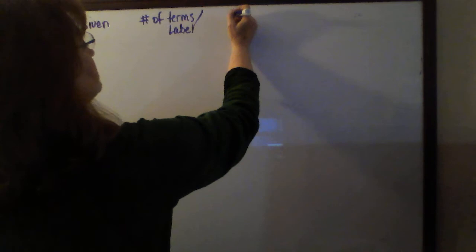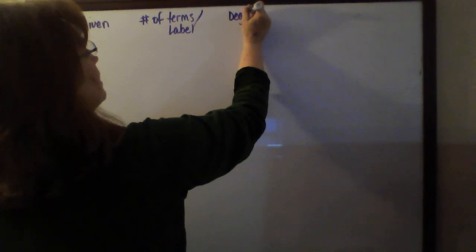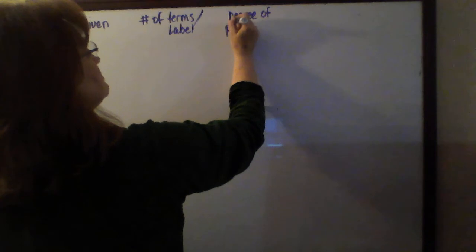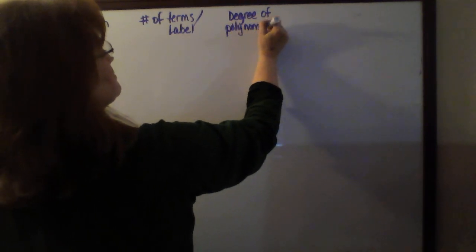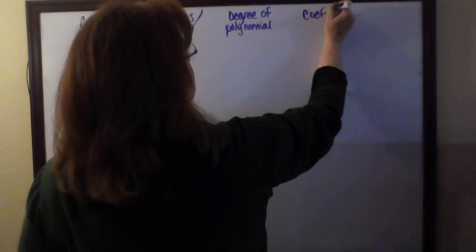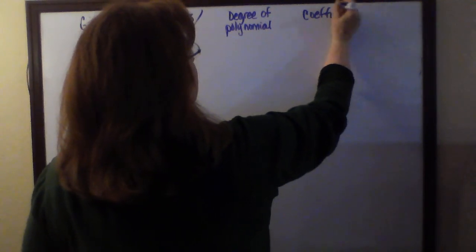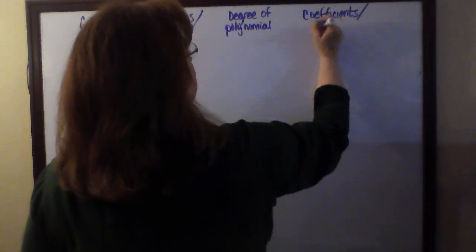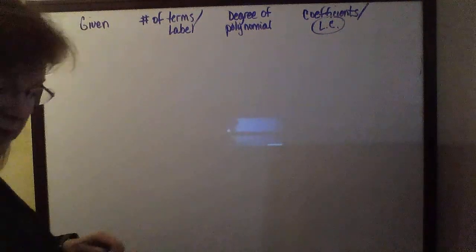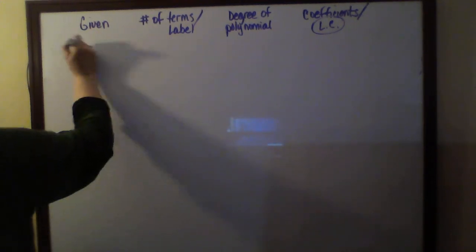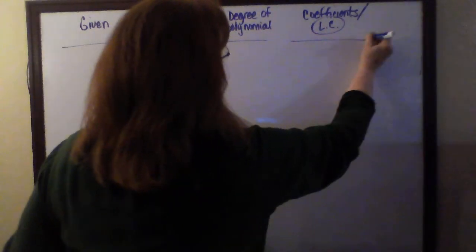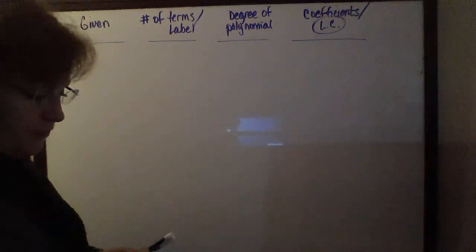So on this table, you're going to have a given. I want you to put down the number of terms, which you may also have a label. We're going to determine the degree of the polynomial, the coefficients listed, and circle the leading coefficient. And I think that's all we're going to do with that right now. Okay, so we'll go with those for the moment.